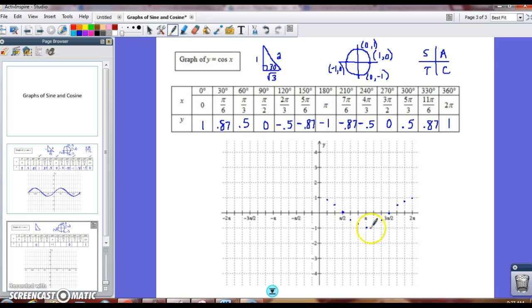This shouldn't look like a V. It should be a nice smooth curve that comes around, down, comes back up, and curves. Okay, again, like the sine graph, we can carry this across the y-axis here. So our graph would then end up doing this.